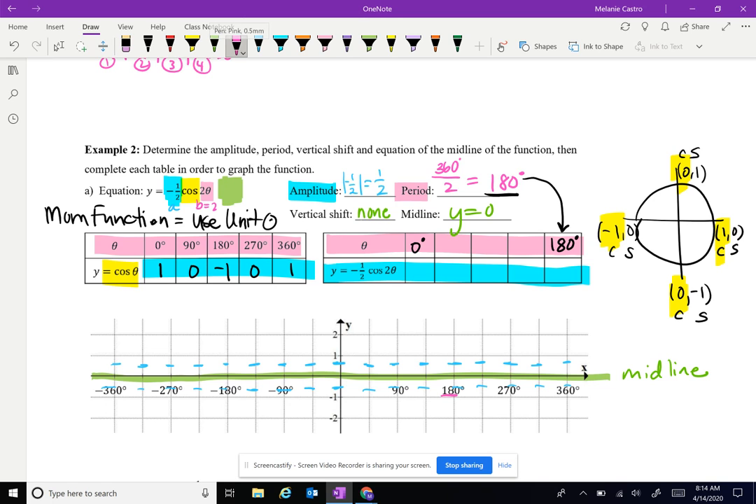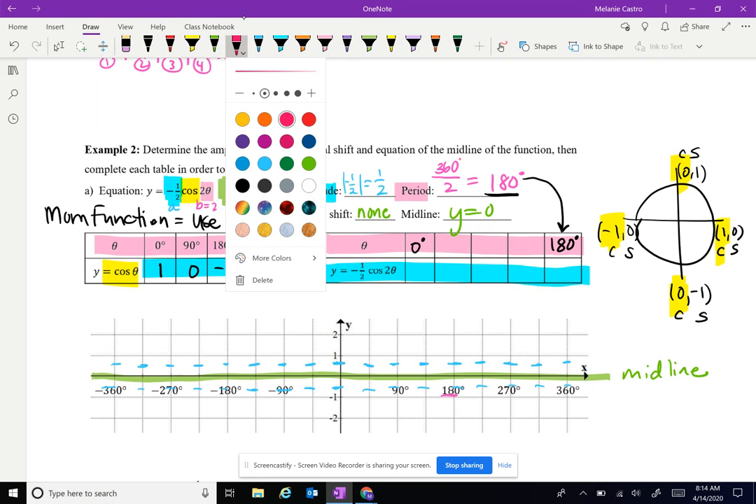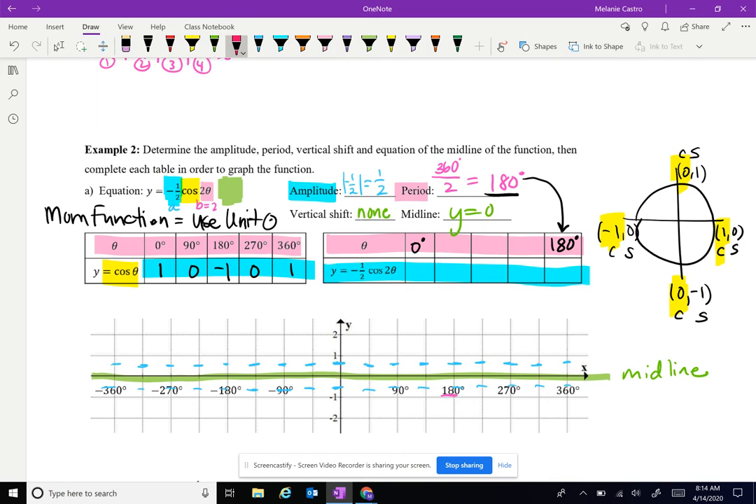So if we go through and look at the transformation for the x values, if it says multiply by 2 by saying 2 theta, what we're actually doing is the opposite of that. We're going to take each one of these numbers and we divide them by 2. So 0 divided by 2 is still 0. 90 divided by 2 would be 45 degrees. 180 divided by 2 would be 90. And 270 divided by 2 is 145 degrees.